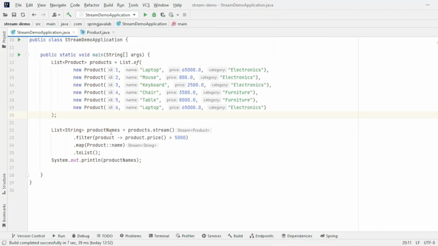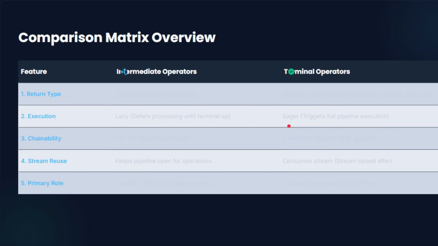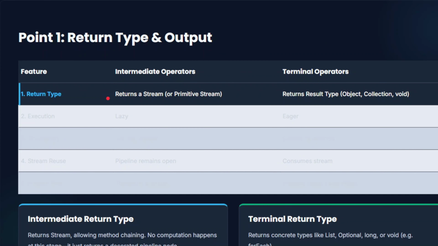Now that we understand what a stream is, let's explore the different operations we can perform on it. Broadly speaking, every single operation in the Stream API falls into one of two categories, intermediate operations and terminal operations. To make this super easy to remember, I've broken down their main differences across 5 key features. Let's go through them one by one. First, intermediate operators will always return a brand new stream, allowing you to keep modifying the pipeline. Terminal operators, on the other hand, break out of the stream hierarchy entirely and return a concrete result like a list, a primitive number, or even void.